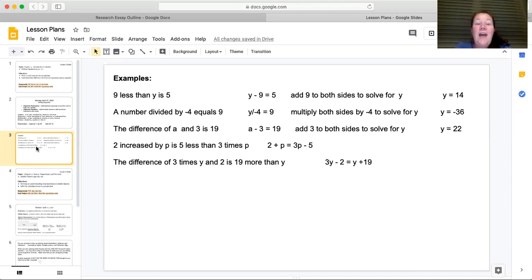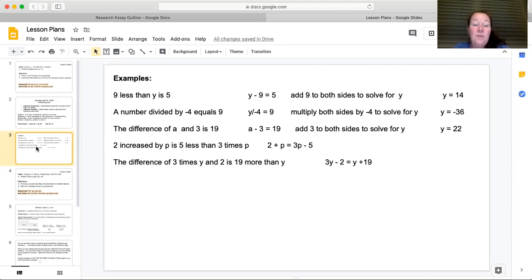The difference of a and 3 is 19. a minus 3 equals 19. In order to get my a on the left side all by itself, I need to add 3 to both sides. And therefore, 19 plus 3 is 22.